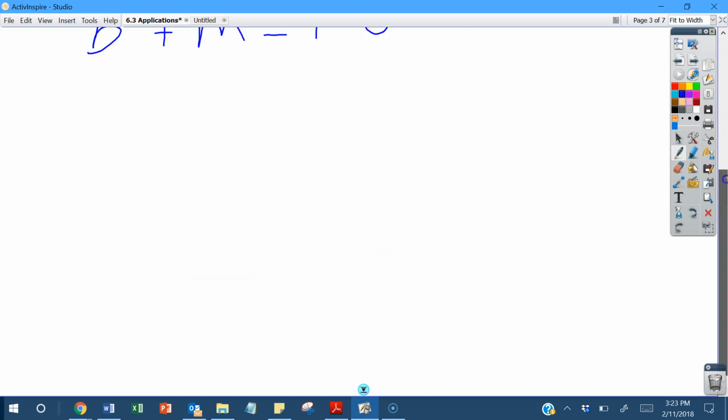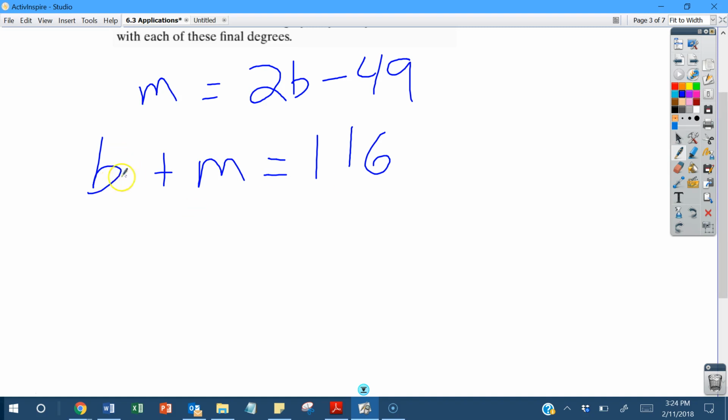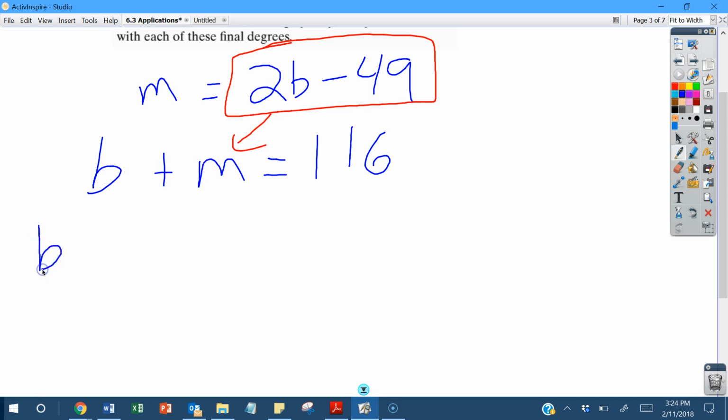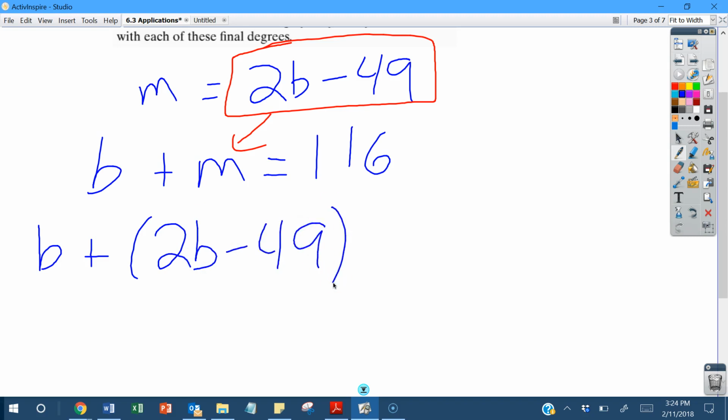Now what I want to do is get an equation with only one variable in it. Right now I have two, a B and an M. So how about we do this? Here we have M written in terms of B, where M is equal to 2B minus 49. Why don't we just replace M in the second equation with that, and that'll give us an equation in terms of one variable. So the second equation can be written as B plus 2B minus 49, that's M, I just wrote it differently, is equal to 116.